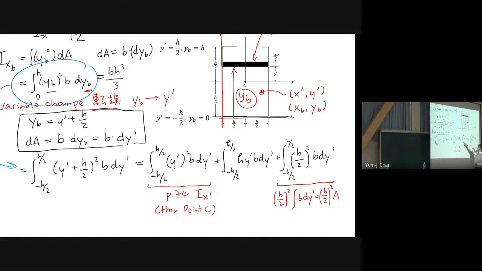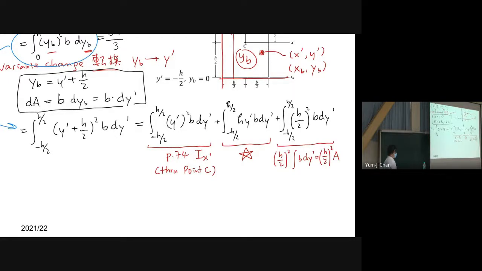And the only thing that is a bit more difficult is this one. So let's take a look. For the term in the middle, h is, of course, not related to the integral, so it can be taken out from the integral. And b dy prime is equal to dA. So we have y prime dA here.